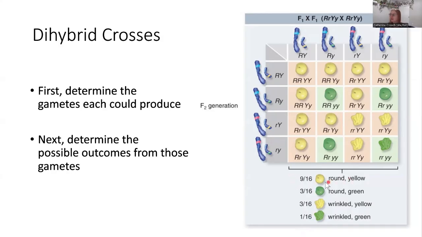9 out of 16 will be dominant for both traits. 3 out of 16 will be dominant for one, but not the other. And then 1 out of 16 would be recessive for both.